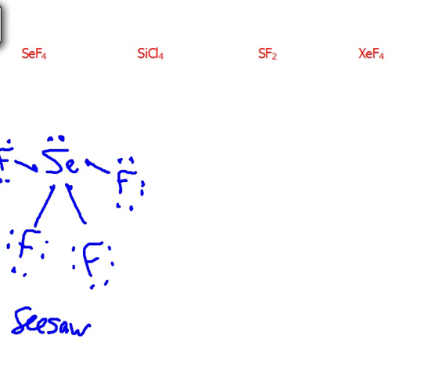Okay, so the next one is silicon tetrafluoride. Silicon has 4 electrons in its valence shell. Chlorine has 7.